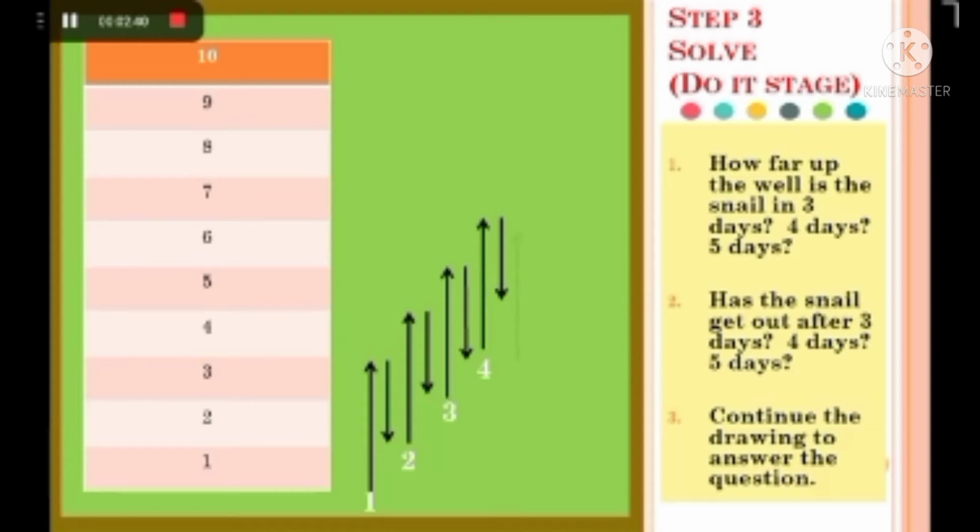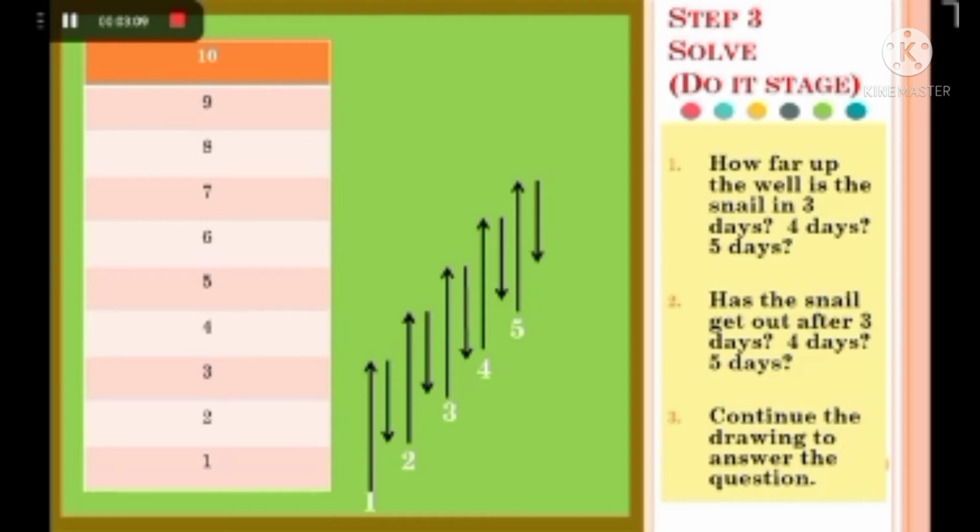And how about 5 days? On 5 days, the snail is at 7 meters. So, has the snail gotten out after 3 days, 4 days, 5 days? Of course, it cannot. The snail cannot get out after those days. So continue the drawing to answer the question.